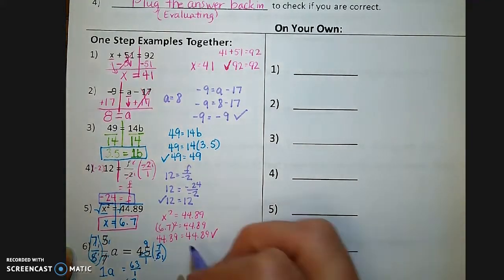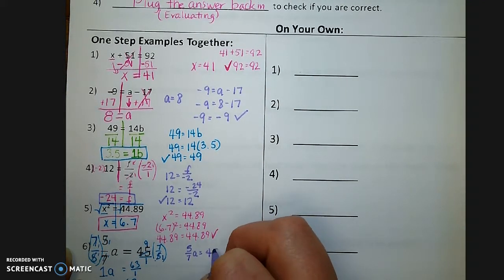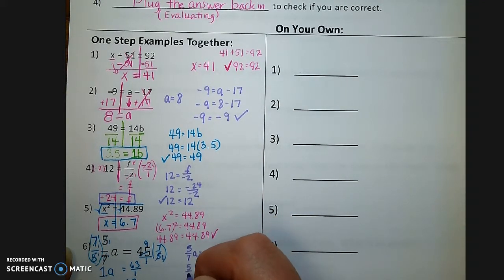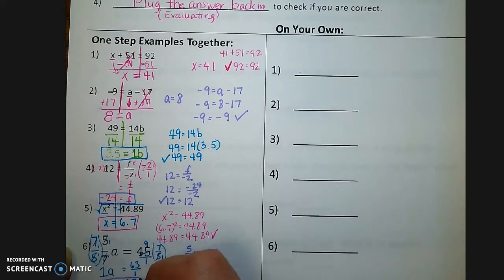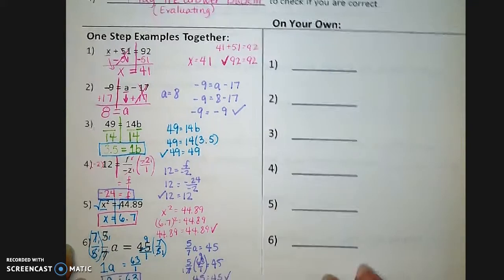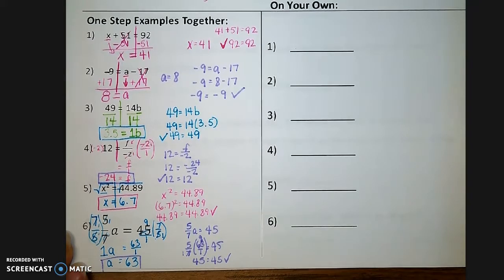When I go back over to check that, I get 5/7 a equals 45. So 5/7 of 63, does that equal 45? And when I do that, cross reducing here, I do indeed get 45 is equal to 45, and so my answer checks out. Oops, slid down there a little bit, didn't I? So my answer then checks out.